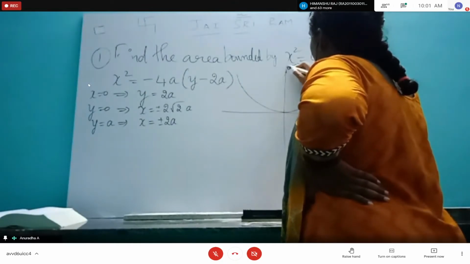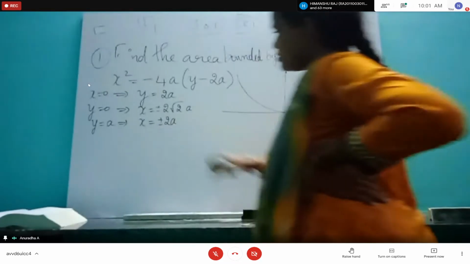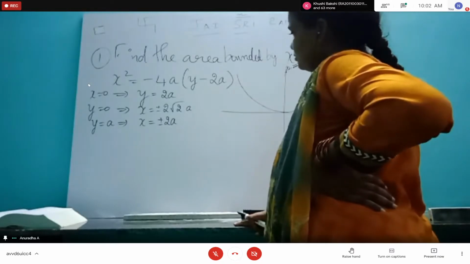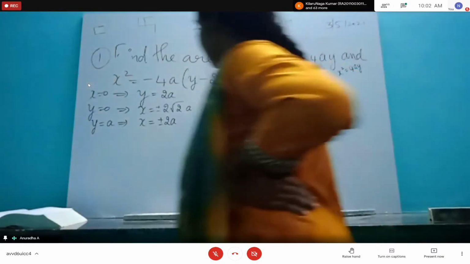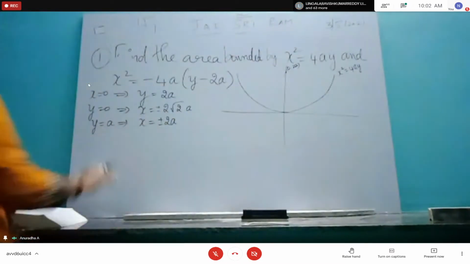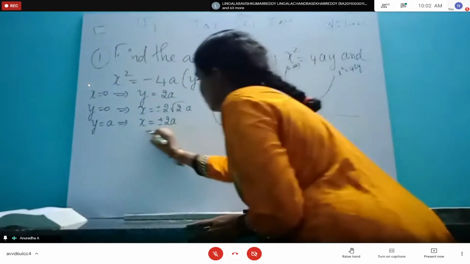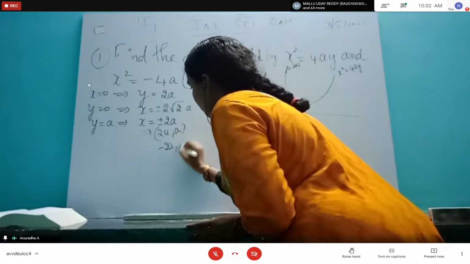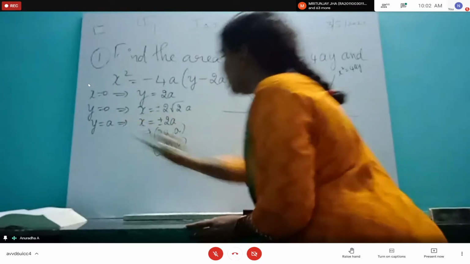0, 2a. Then a also is coming as 2a. It's coming as a straight line. Y is a. Then half of that will be, from here what is the point? 2a comma a and minus 2a comma a. From here I get 2a comma a and minus 2a comma a.